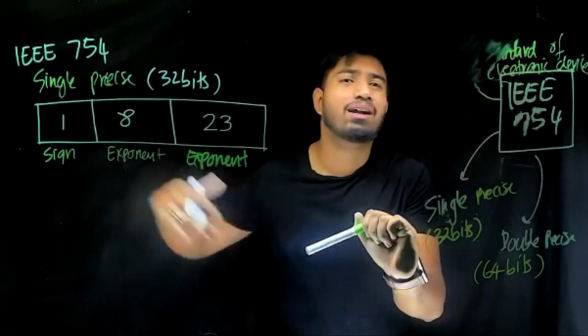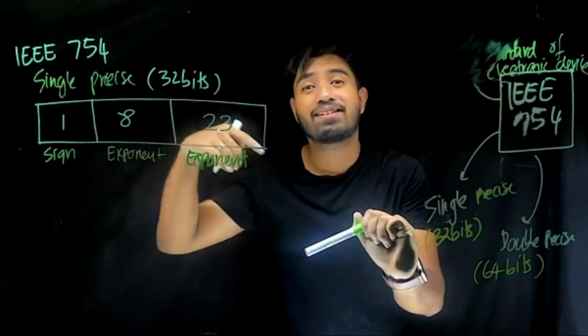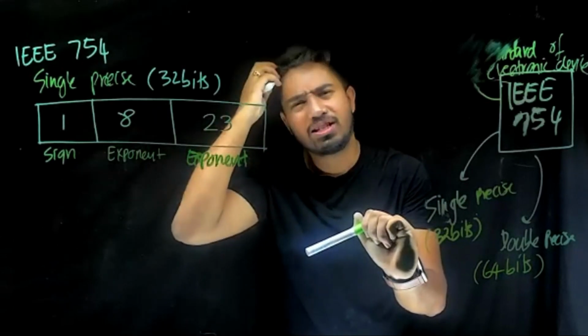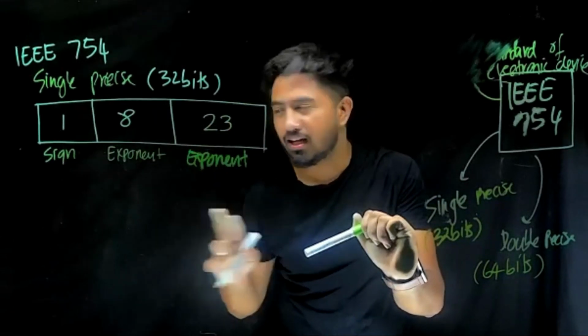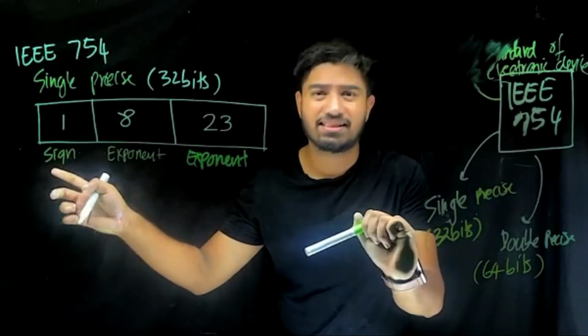Well, it can be 100 digits, it can be 1000 digits. You're going to reduce that 100 digits or 1000 digits into just 32 bits. In that 32 bits, the first bit will be the sign.